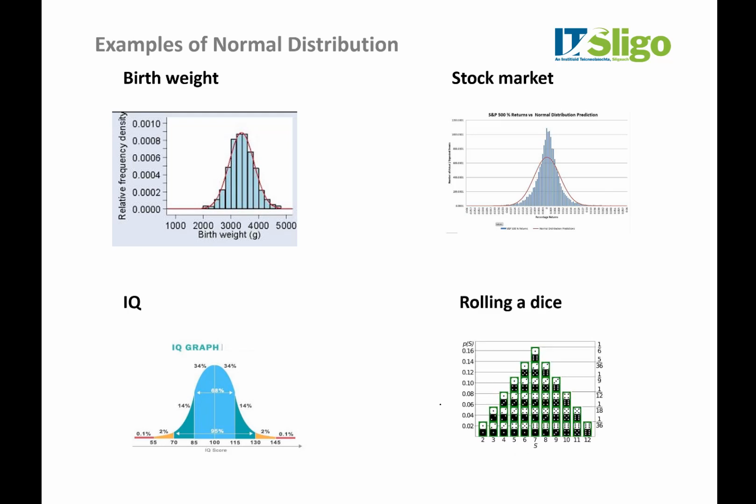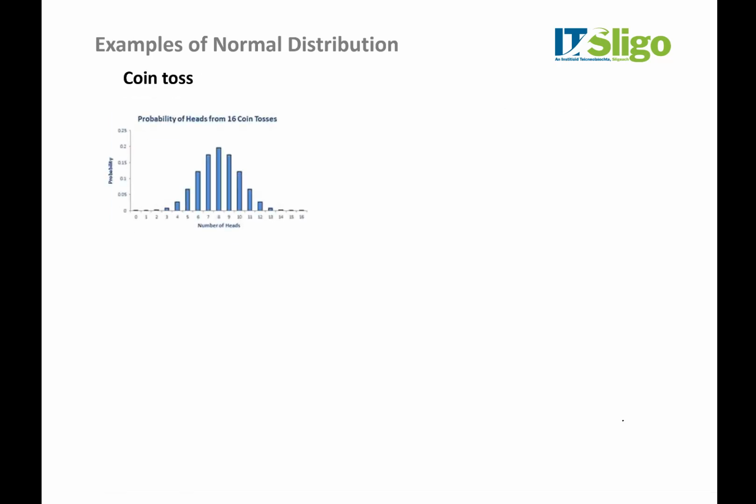Rolling a dice, we saw this in probability. If we roll two dice, 7 is the most common result, and then at the extremes lies rolling either 2 or 12 with two dice. So this pattern, this shape, is very common throughout both nature and the world in general. If we toss a coin, the probability of heads from 16 coin tosses. Blood pressure falls into this.